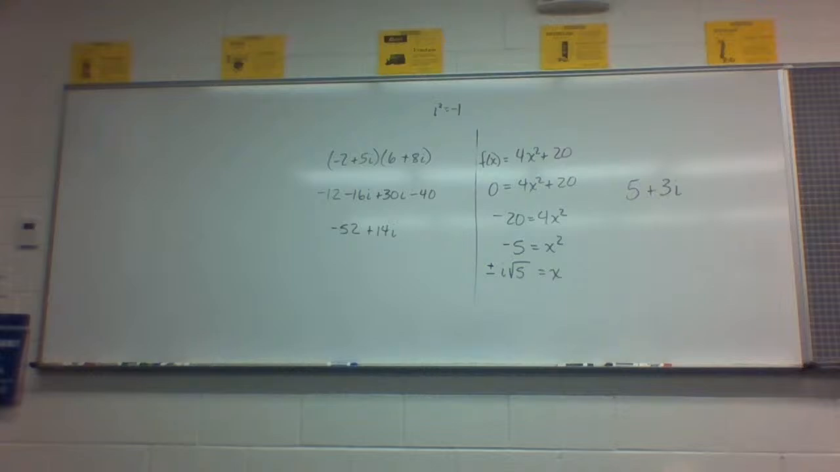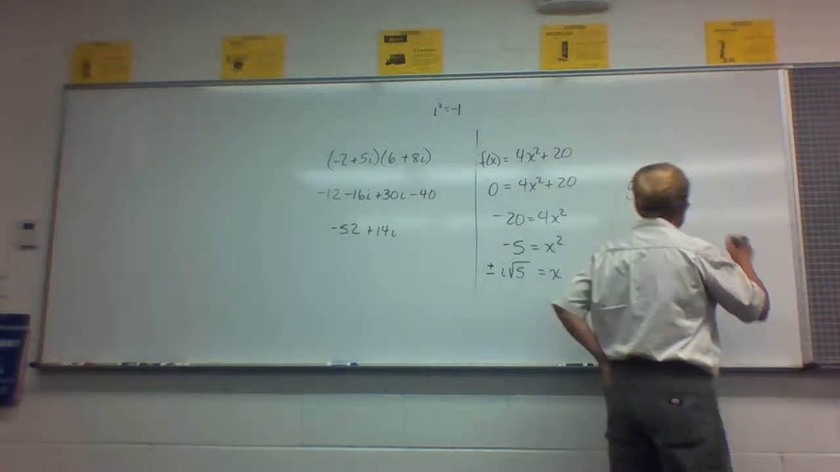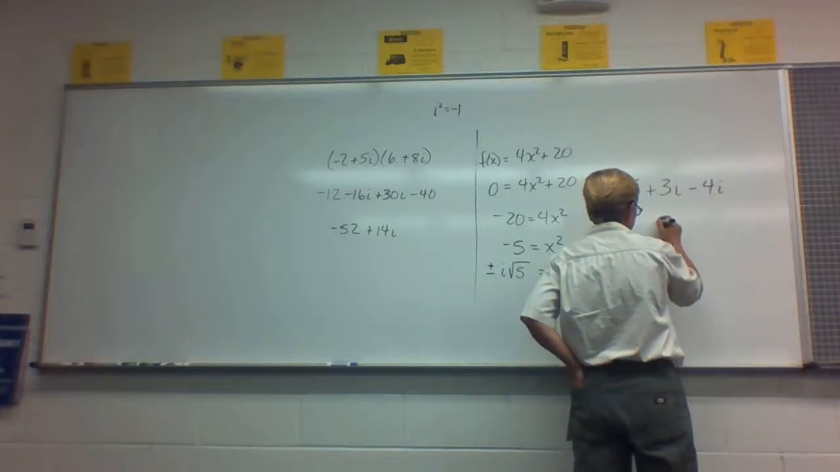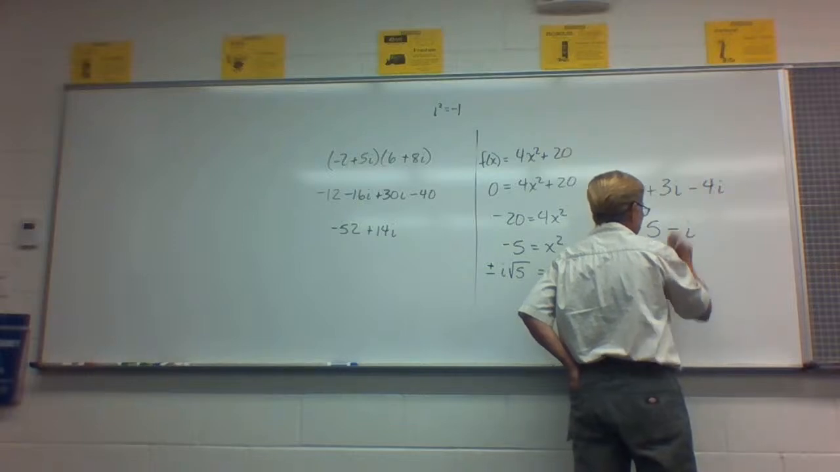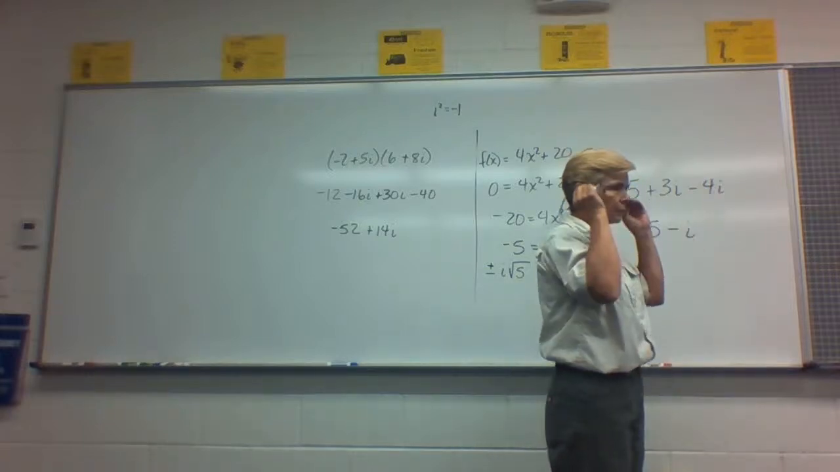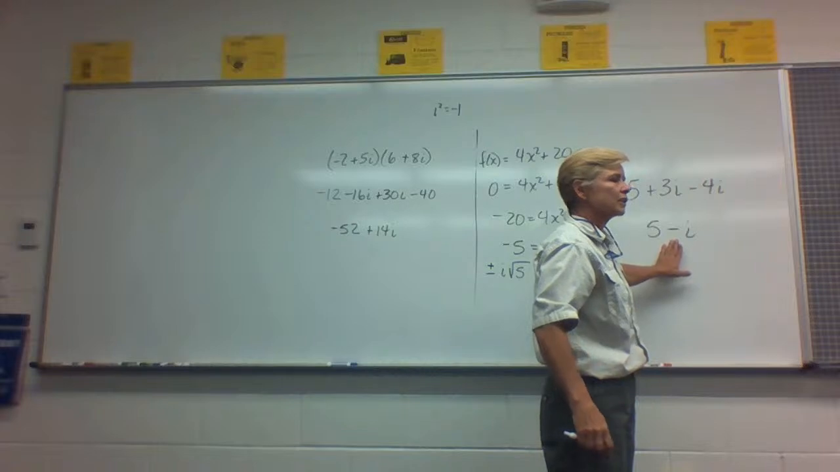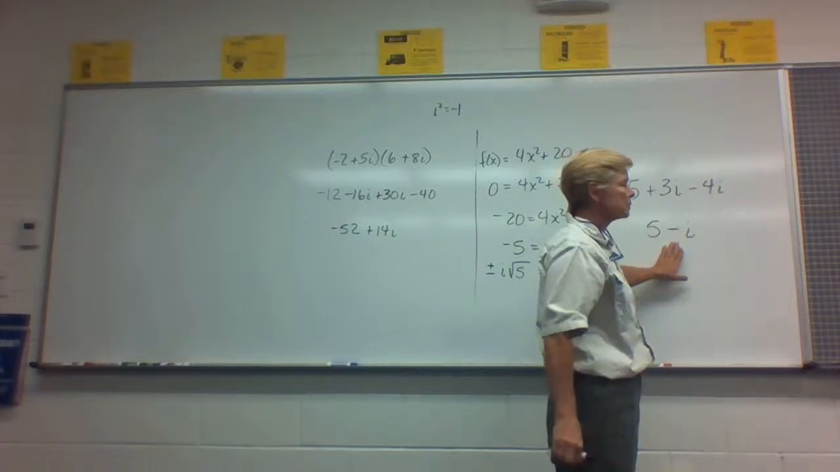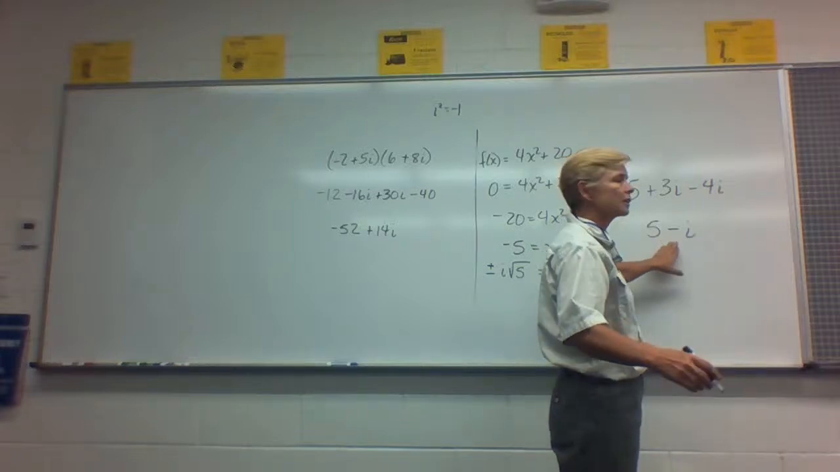Now for the capacitor, what's the number associated with the capacitor? What are you going to write? Negative 4i. What's the total resistance in this circuit? 5 minus i. That number is the total resistance, basically. The total resistance or reactance in the entire circuit.